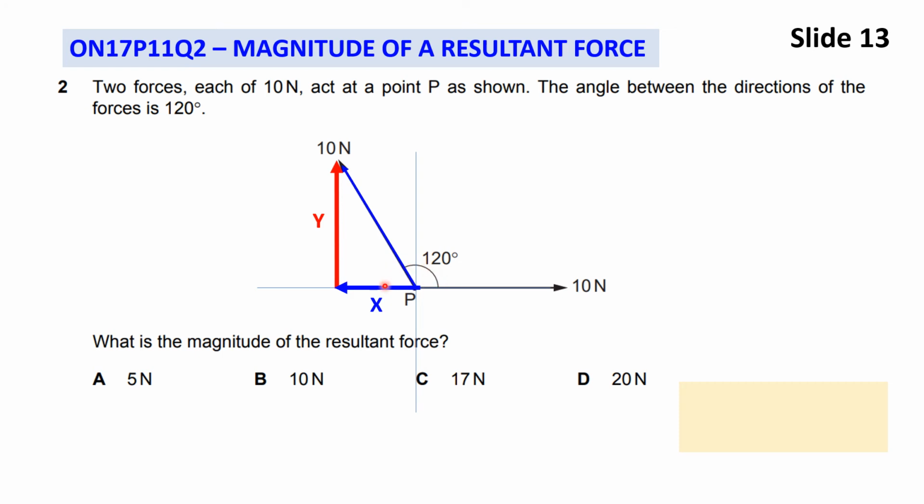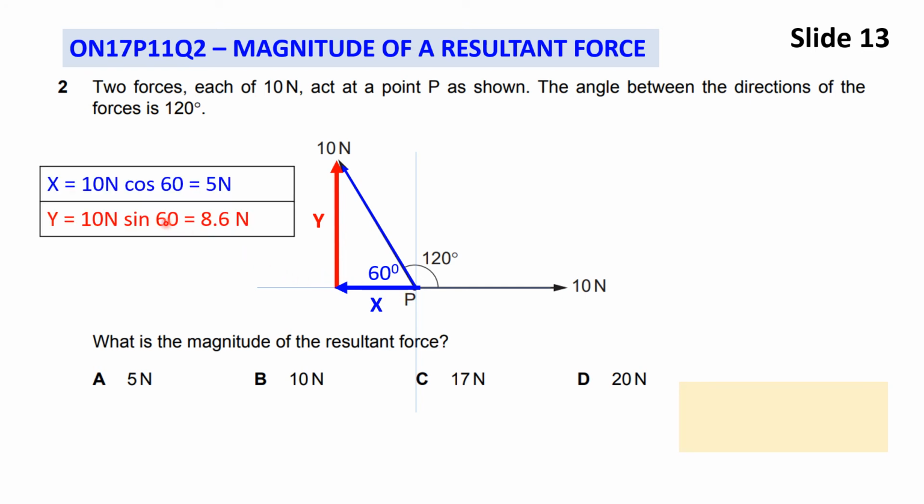Now I need to determine this angle right here. So the whole thing is 180 degrees, minus 120 gives me 60 degrees. Now that I have this complete right triangle and all the information, I can use sine and cosine to determine the components. So x is 10 cosine of 60 because it's close to the angle. So close, use cosine, kind of rhymes, which is 5 newtons. And y is 10 sine of 60 degrees, which is 8.6 newtons.